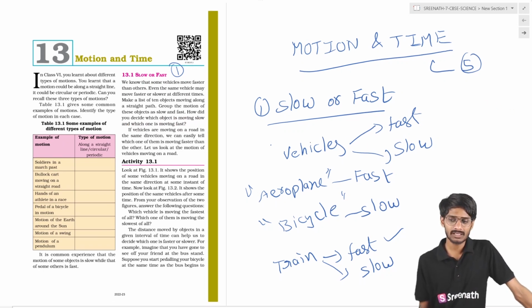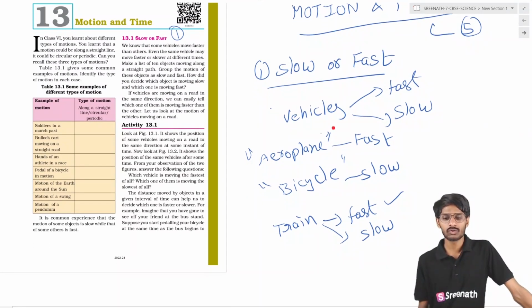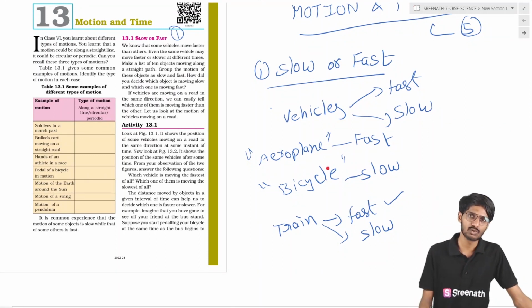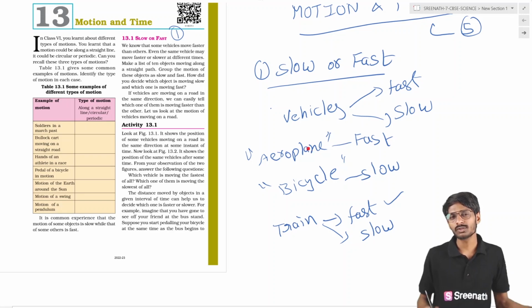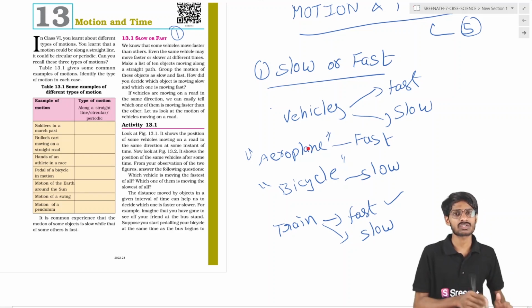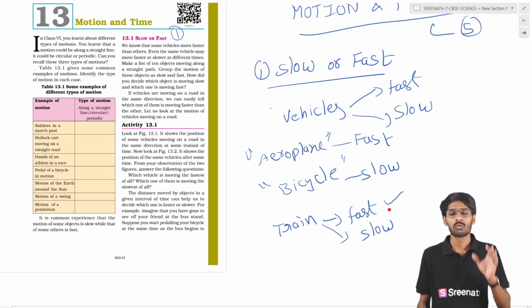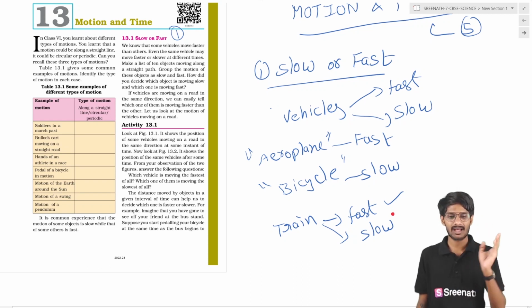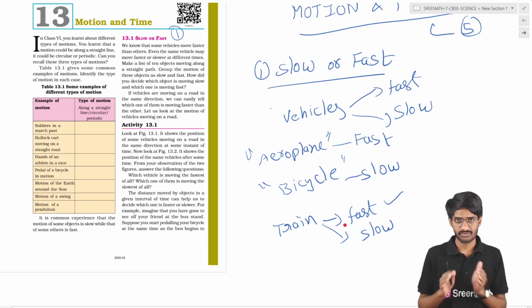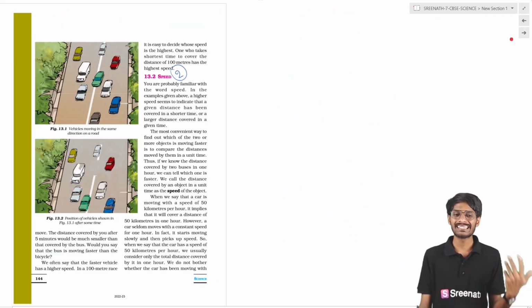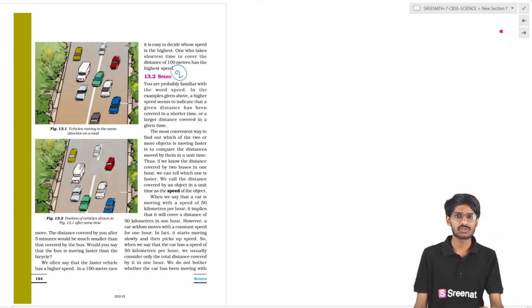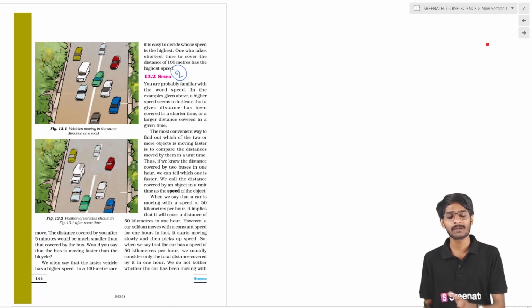So on what basis are you deciding which object is moving fast or which object is moving slow? If you want to decide, we can easily do the task whenever the vehicles are moving in a straight line. If the vehicles are moving in a straight line in the same direction, then we can easily say which vehicle is moving fast or which vehicle is moving slow.